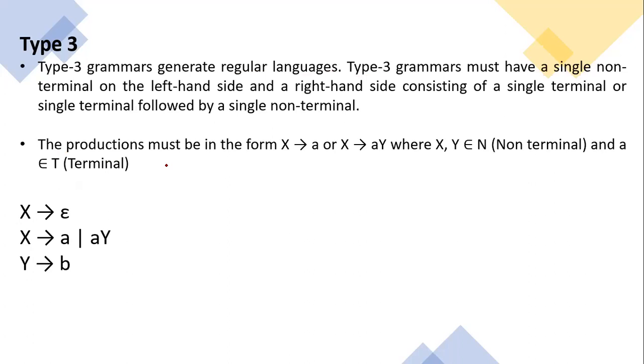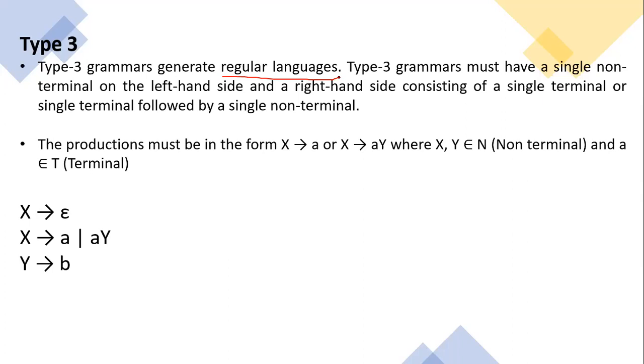And the next one is type 3. We can say this is the regular language. It must have a single non-terminal on the left side, the same as the previous one, and the right side consists of a single terminal or a single terminal followed by a single non-terminal. Type 3 grammar is nothing but regular language.